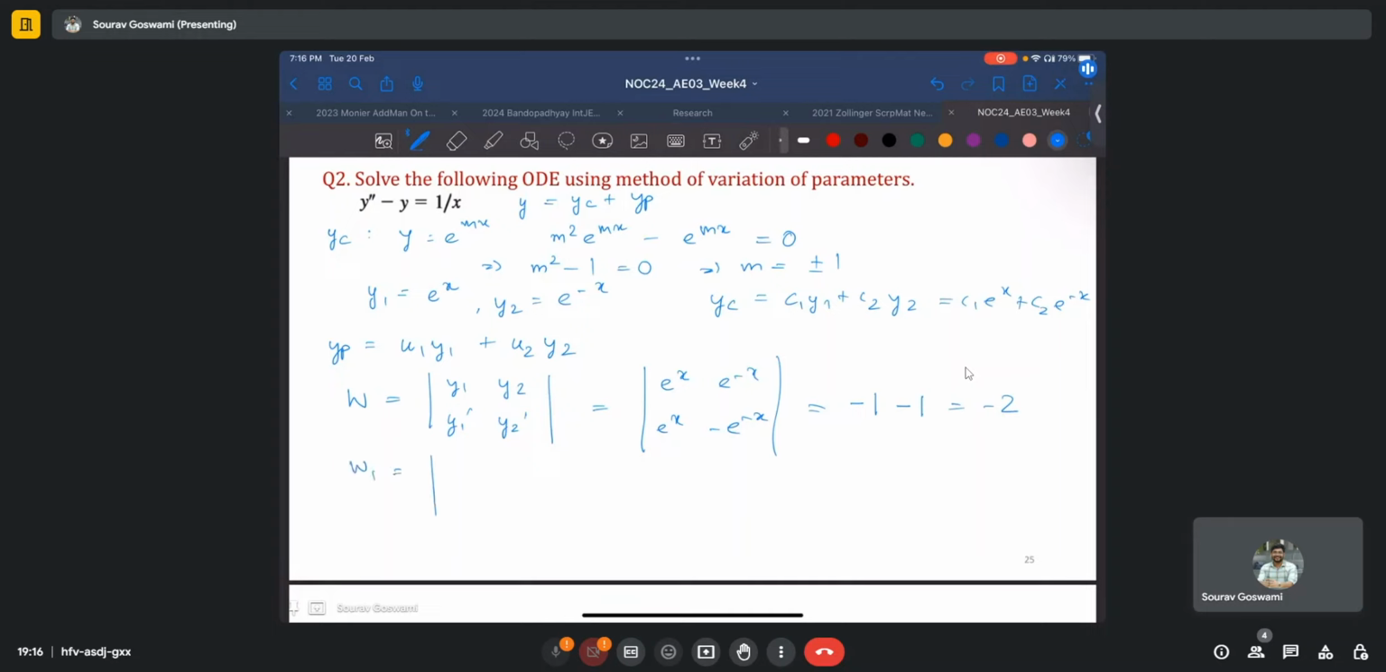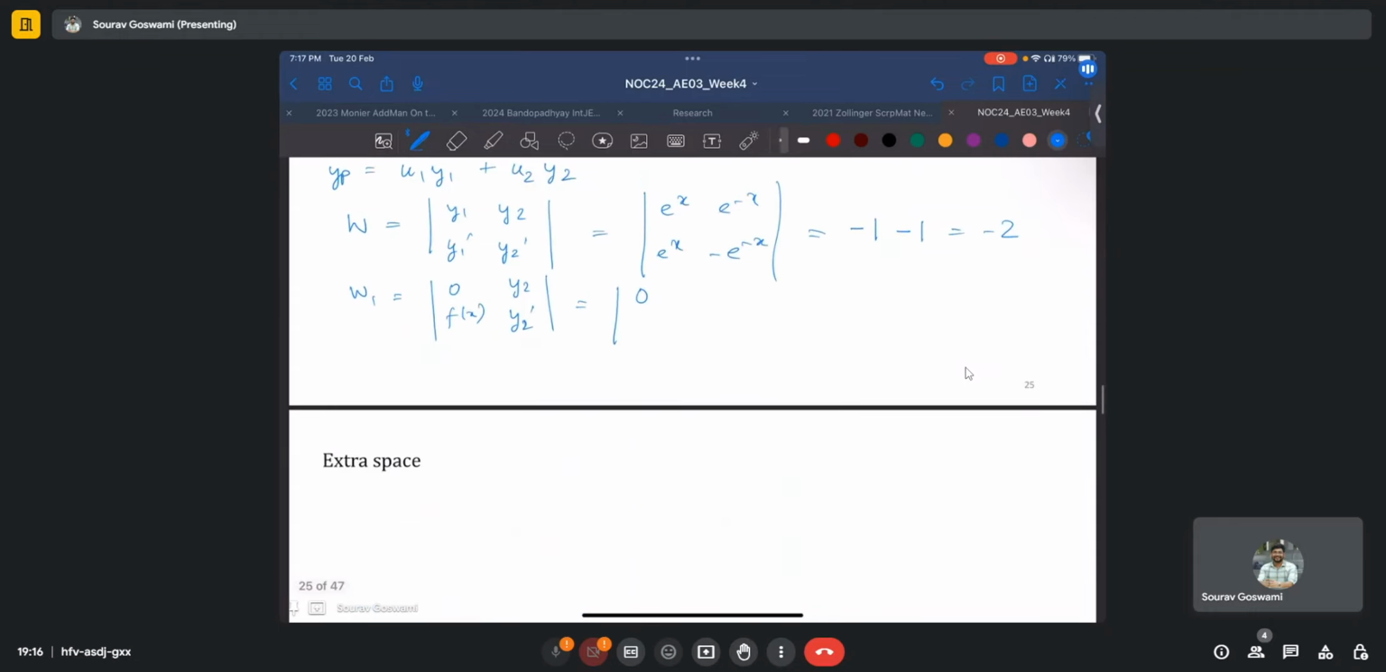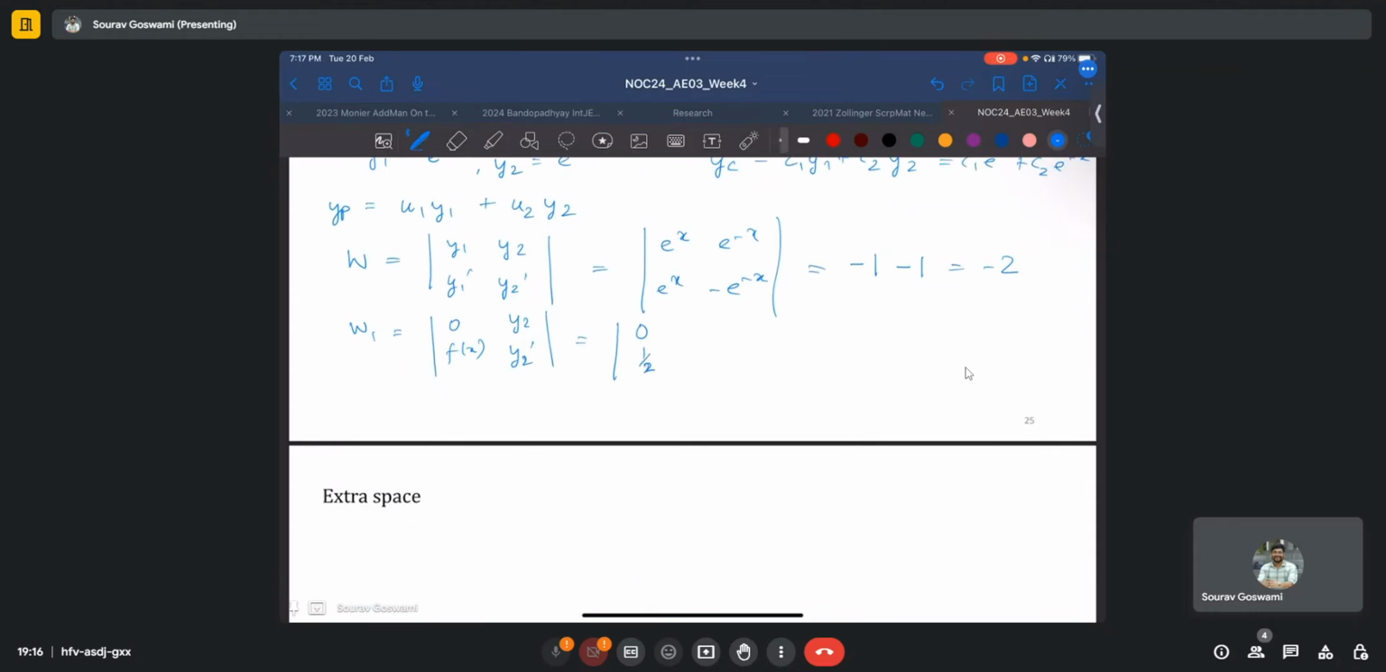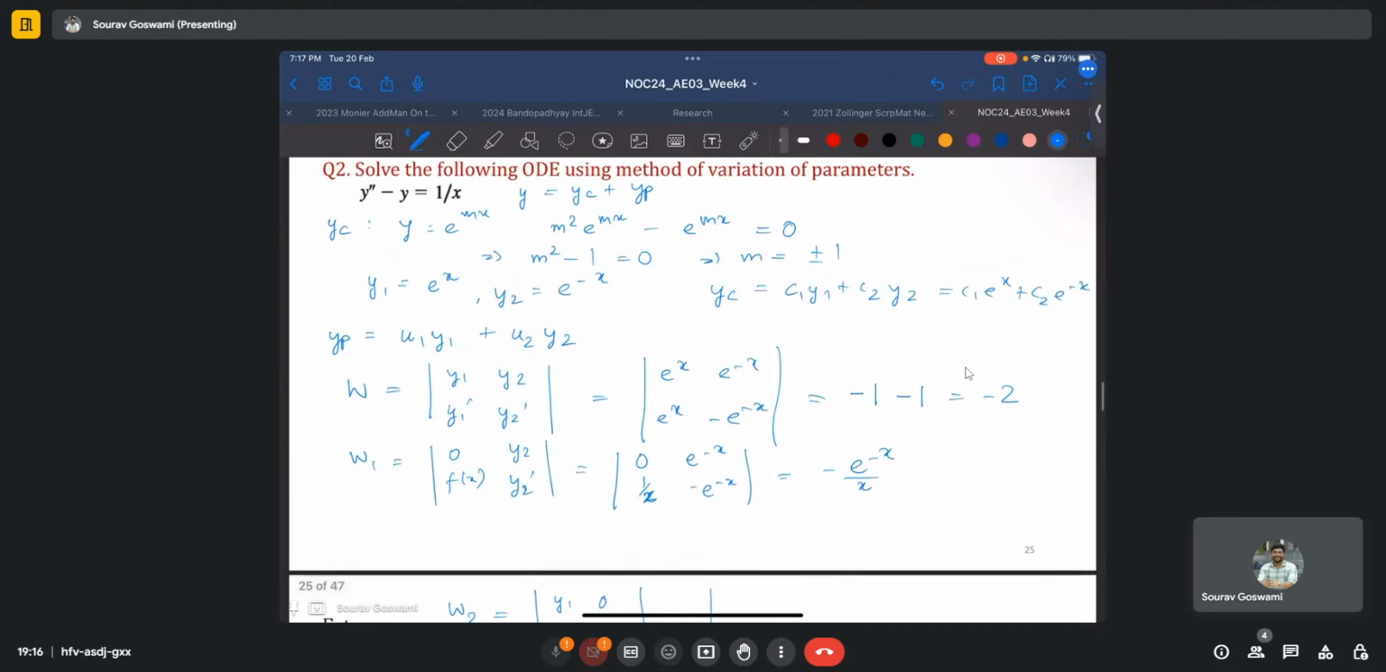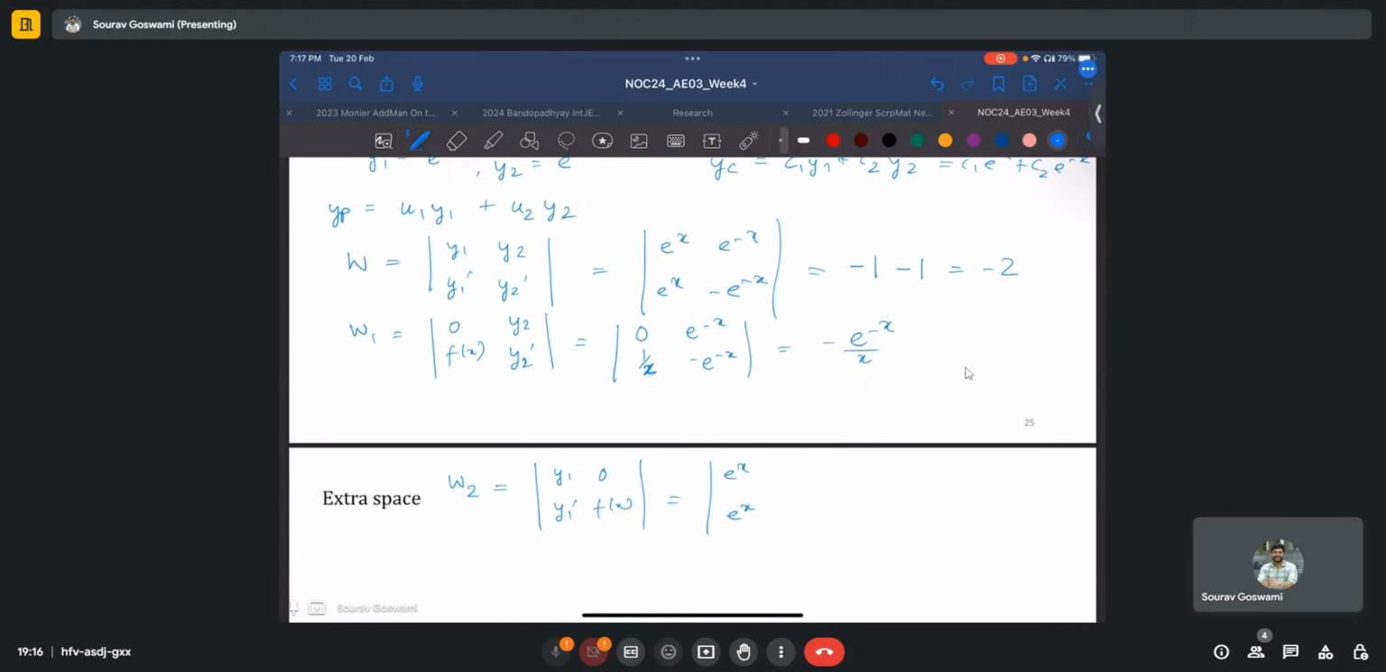W1, so we replace the first column with 0 and f(x) and leave the second column as is. Here f(x) was 1 by x, and this is e power minus x by x minus 0. First term goes to 0, the second term survives. Similarly for the last one. Here we replace the second column. E power x and e power x, 0 and 1 by x. This is e power x by x.